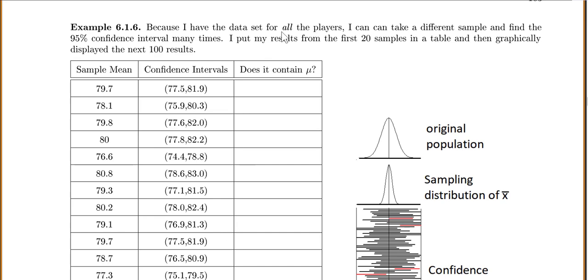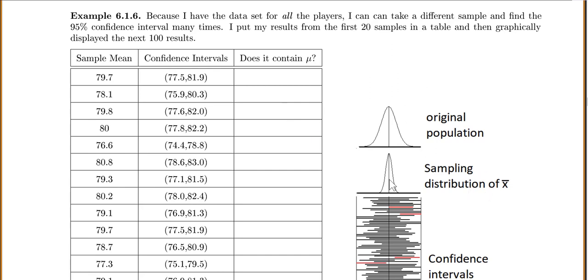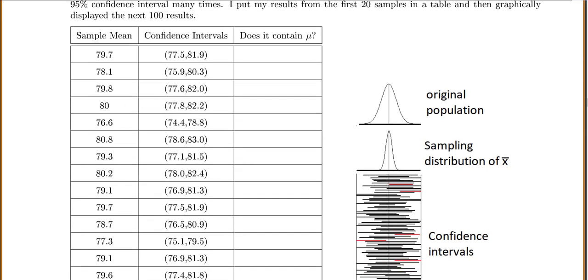Now, because I actually have the data set for all the players, I can take a different sample and find a 95% confidence interval many times. I put my results from the first 20 samples in a table, so you can see this table. For each sample, I put the sample mean and the confidence interval that I would calculate from that sample mean. And then I also did a graph for the next 100 results. Okay, let's look at this. Better zoom out a little bit.